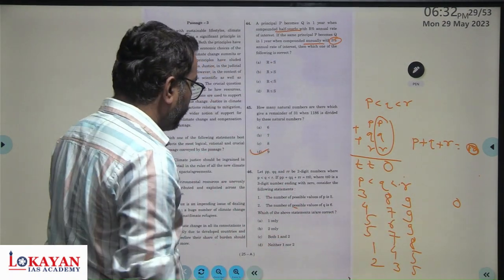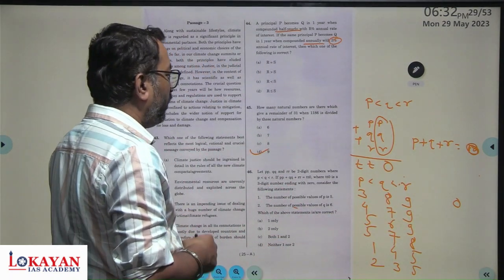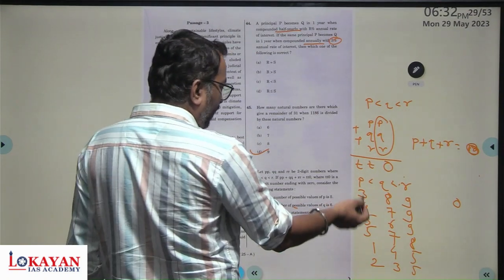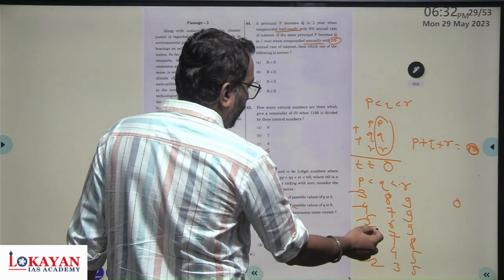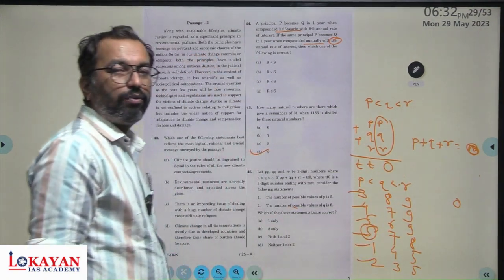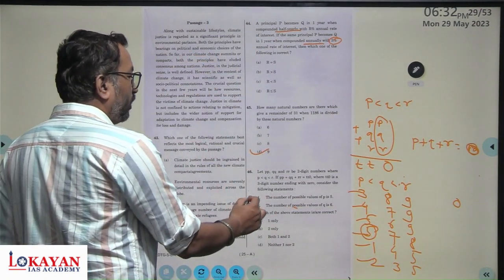These are the values. Now check the first statement. The number of possible values of P is 5. Now look at the values of P: 1, 2, 3, 4, 5. 5 is repeating, so we cannot count it. So there are 5 values of P.